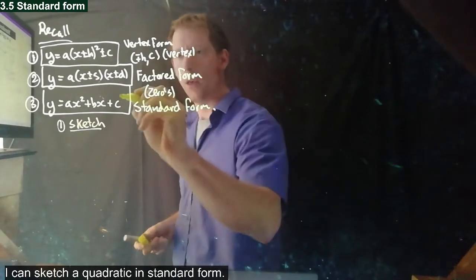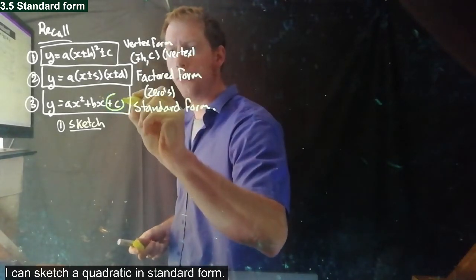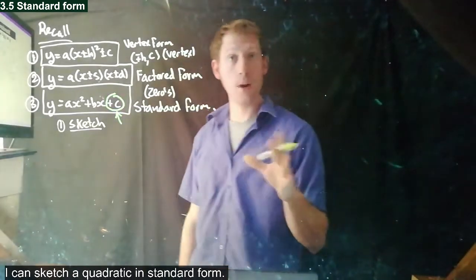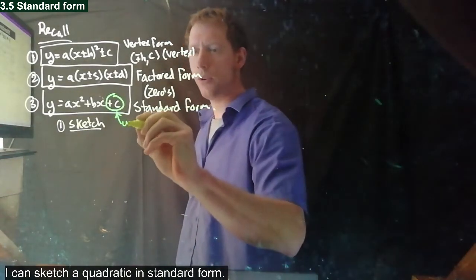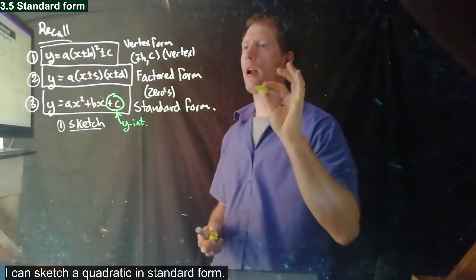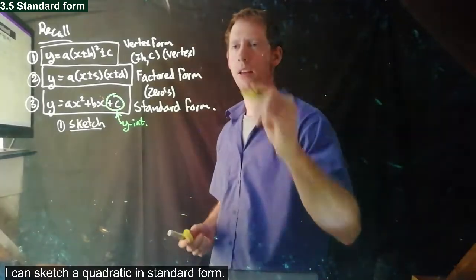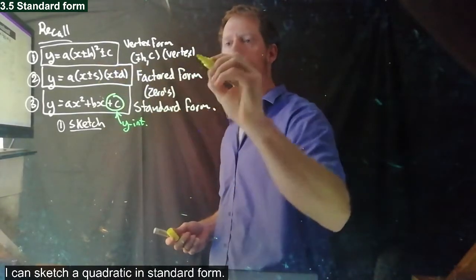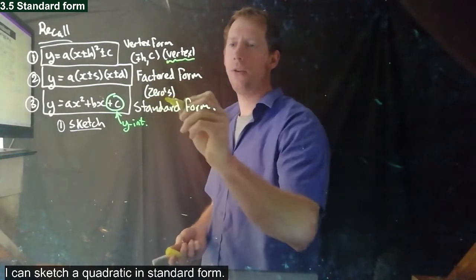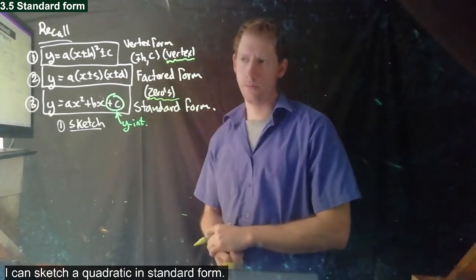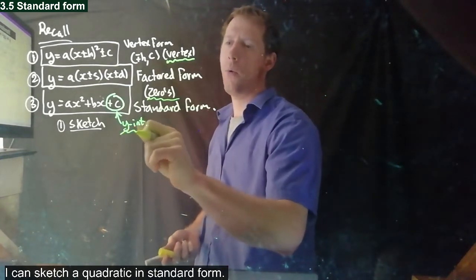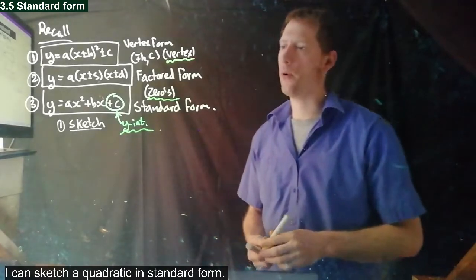Note, what is the standard form good for? Well, standard form is good for c. The last term without an x variable is the y-intercept. Each form has a different characteristic that it's useful for. For example, the first equation is good for finding the vertex. Factor form is good for finding zeros. Standard form is good for finding the y-intercept.